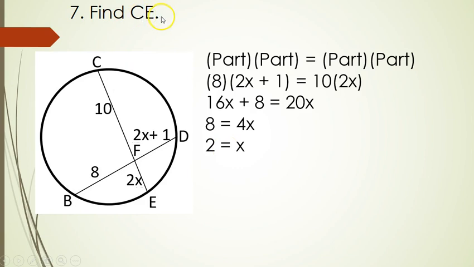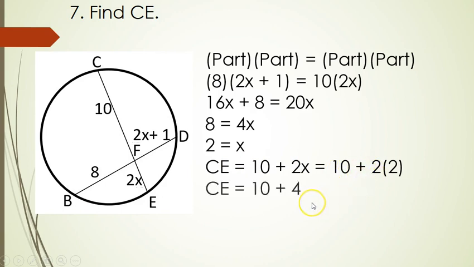It's asking us to find CE. So we're looking for this whole chord right here. So that means we got to put this 2 back in right there, and then we got to add the 10 to the 2 times 2. So that's what we're going to do. CE is 10 plus 2x. So we're going to do 10 plus 2 times 2. So that's actually going to be 10 plus 4, which means our CE, this length right here, is 14.